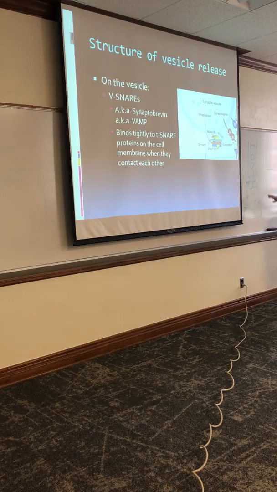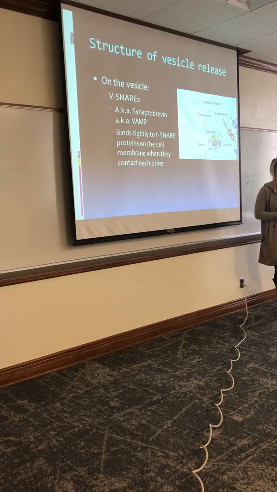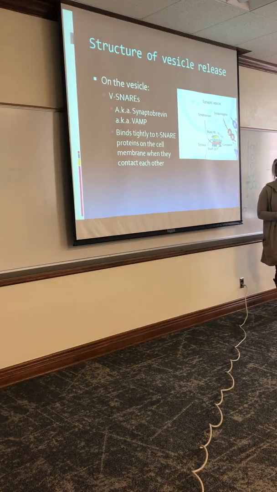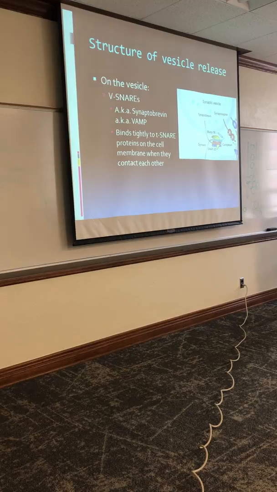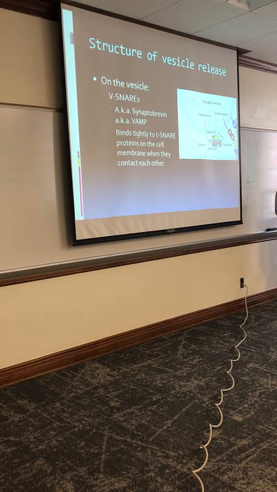Obviously, if you have a lot of them all pushing downward at once, it's going to make it easier for them to hit a T snare. But remember that while they're floating down, they're not actively moving towards those snares. So when they bind is essentially just when they contact each other in the synapse. And the binding of the V snare to the T snare is going to help pull the vesicle down into the membrane. Does that make sense?